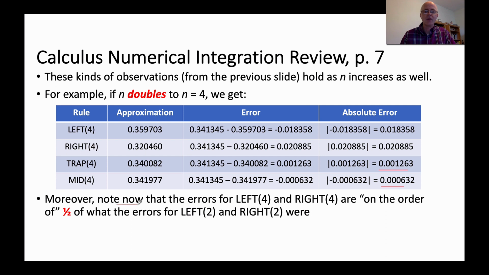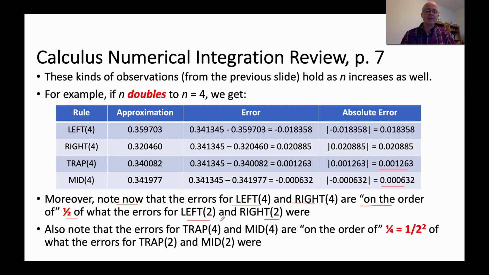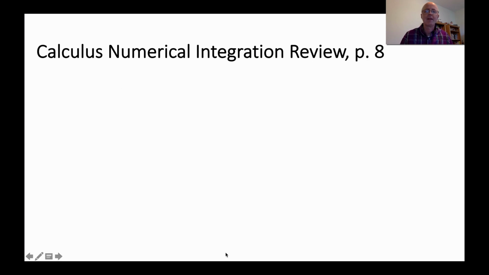Now note that the errors for left and right are on the order of half of what the errors were when n was 2. When n is 4, the errors are half of what they were when n is 2. And for the trap and mid, when n is 4, the errors are on the order of 1/4 as big as they were when n is 2. Okay, that takes some thinking. Maybe you want to rewind and listen to that again, look at the numbers again to hear what I was saying. That's probably the hardest part of what we've done so far, to see that.